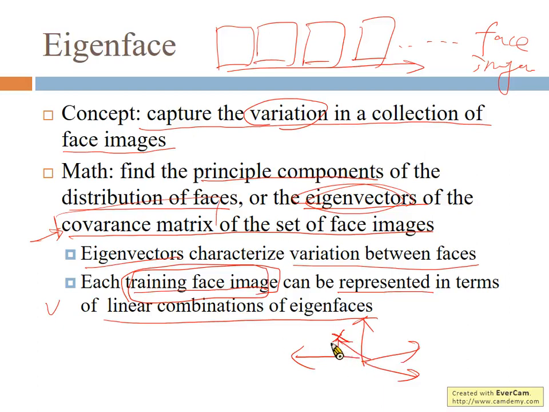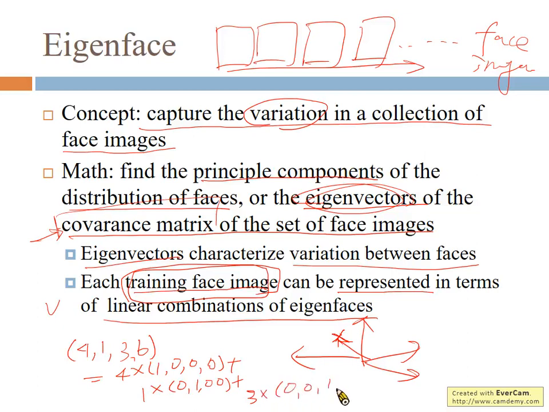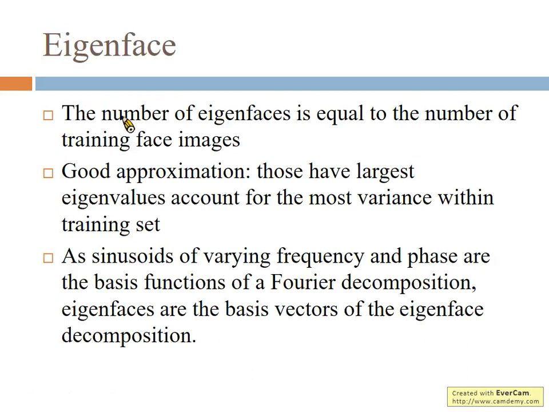Like, for example, the vector 4, 1, 3, 6. How can we represent it? Actually, we use 4 times (1, 0, 0, 0), which is the first basis vector, plus 1 times (0, 1, 0, 0), plus 3 times (0, 0, 1, 0), plus 6 times (0, 0, 0, 1). And all these are basis vectors. In the face space, the basis vectors are actually the eigenfaces, the eigenvectors of the covariance matrix. So the number of eigenfaces is equal to the number of training face images. This is due to a mathematical constraint.